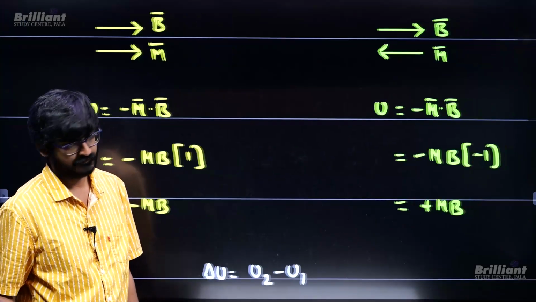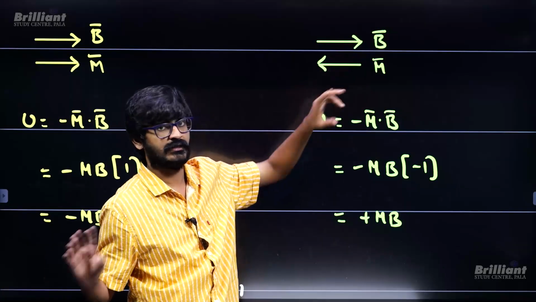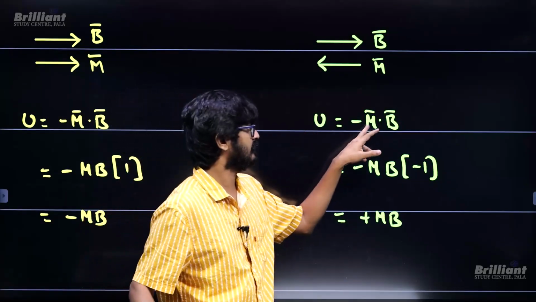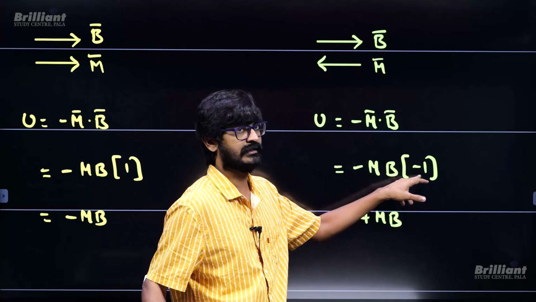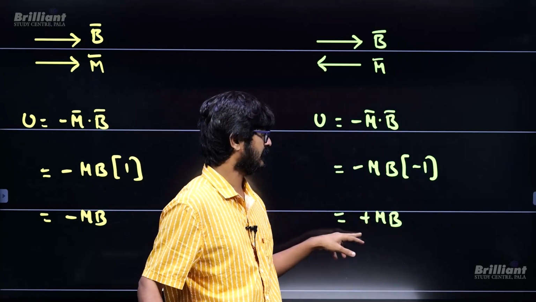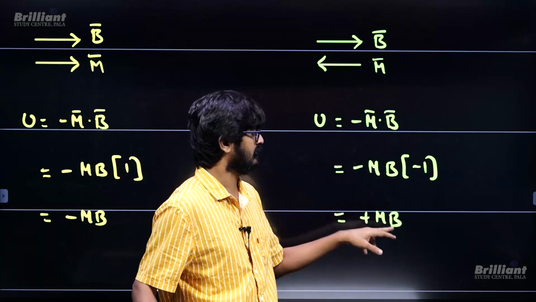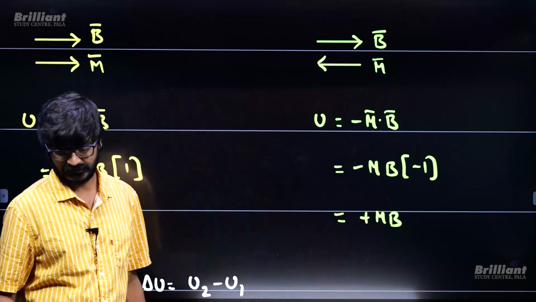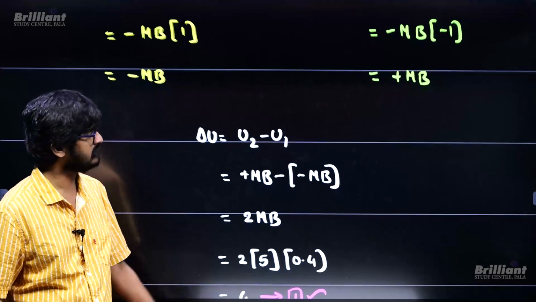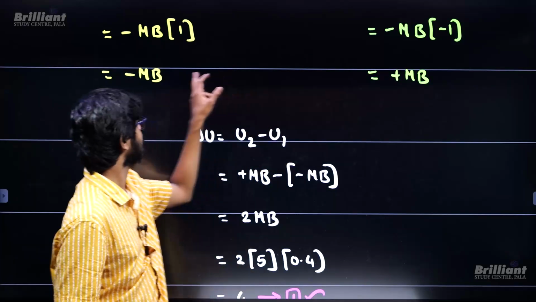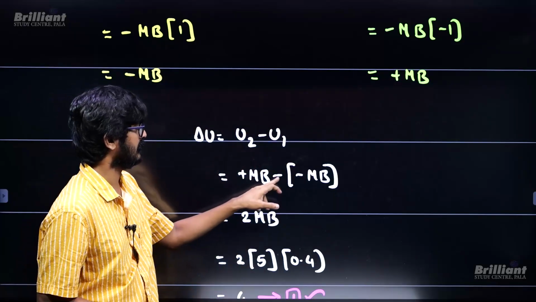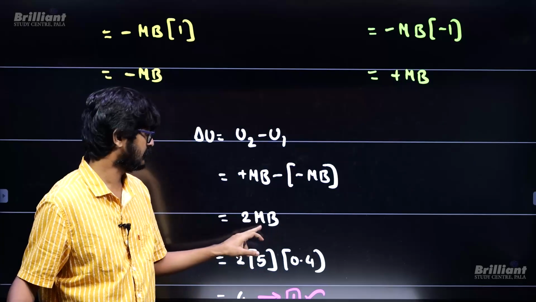Now finally magnetic moment and magnetic field are in the opposite direction. So dot product will be m into b into cos 180, which is minus 1. So this is the final, minus 1 into minus 1 plus 1. So final potential energy is plus mb. So what is the change in potential energy? Change in potential energy is final potential energy minus initial potential energy, which is 2 times mb.